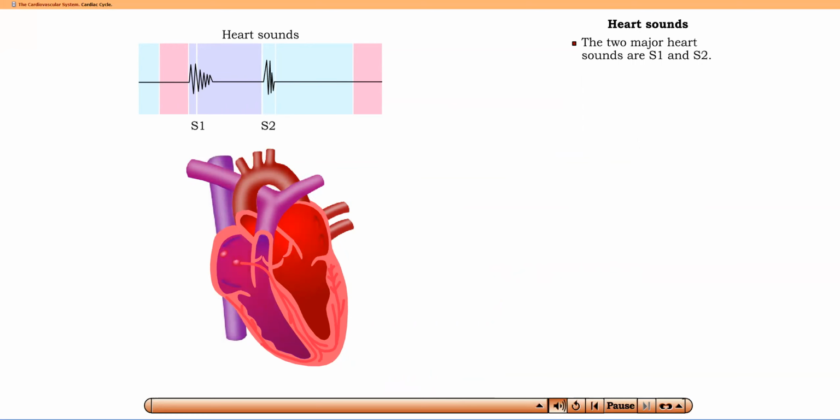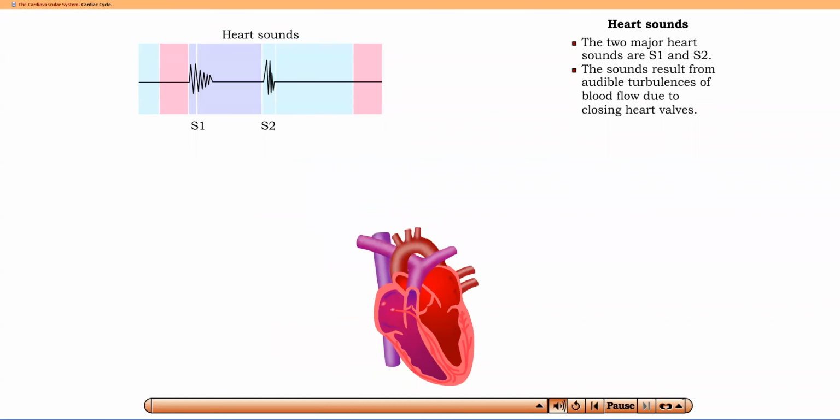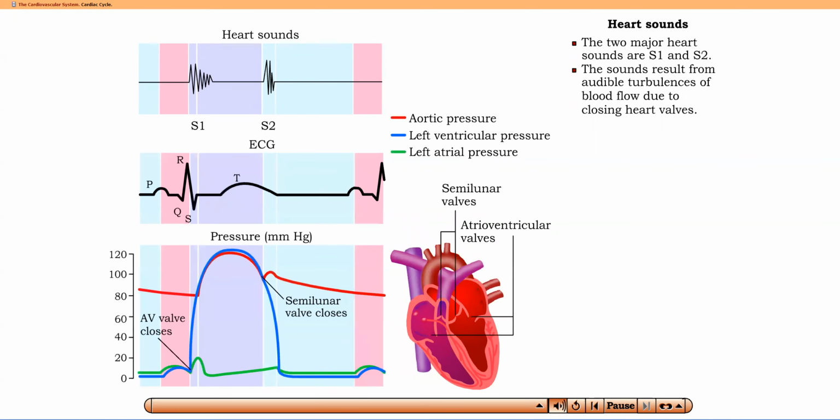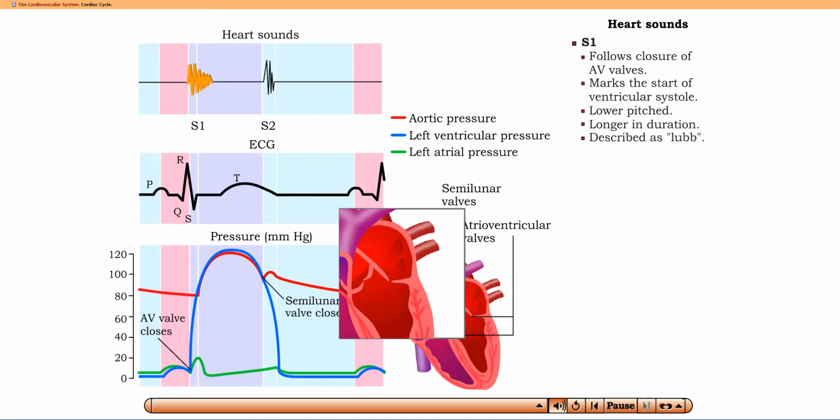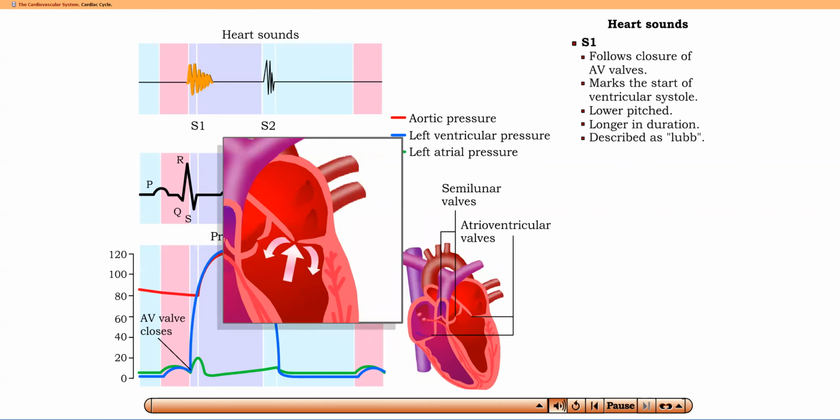There are two major heart sounds that make up a heartbeat. They are known as S1 and S2. The heart sounds result from audible blood turbulences of blood flow caused by the closing of heart valves. The S1 sound is described as a lub sound. It's louder and lasts a bit longer than the S2 sound. S1 is produced by the closure of AV valves and marks the start of ventricular contraction.